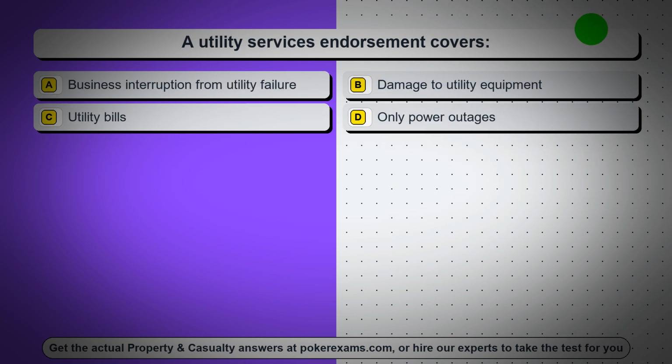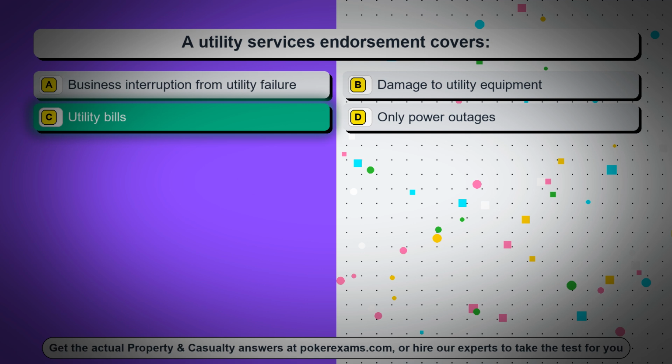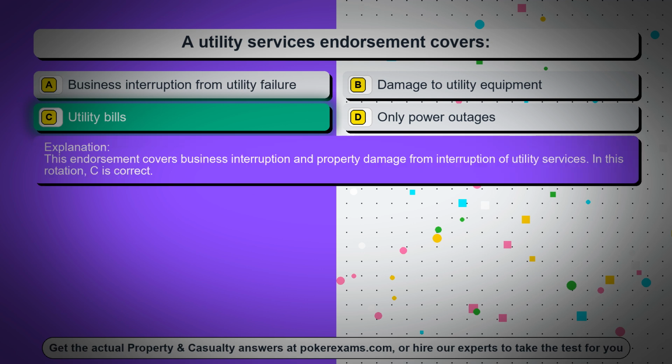Question 91. A utility services endorsement covers: Option A, business interruption from utility failure. Option B, damage to utility equipment. Option C, utility bills. Option D, only power outages. The correct answer is option C, utility bills. This endorsement covers business interruption and property damage from interruption of utility services. In this rotation, C is correct.